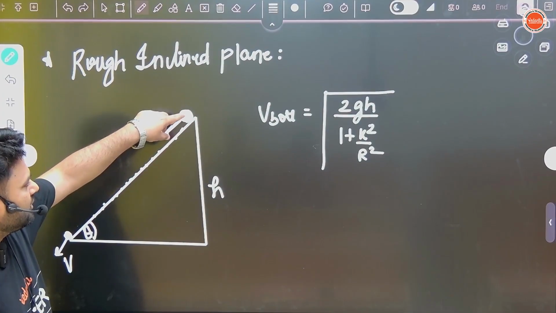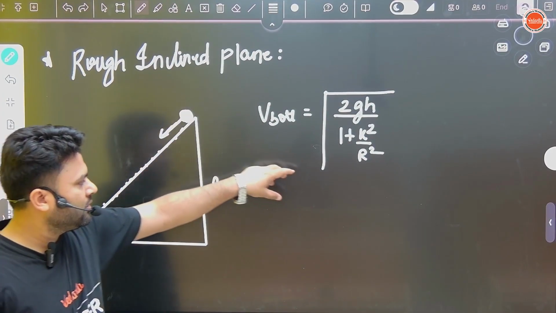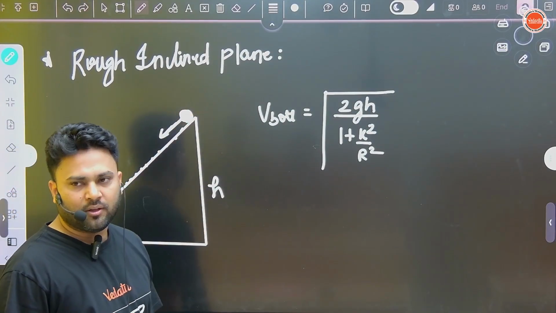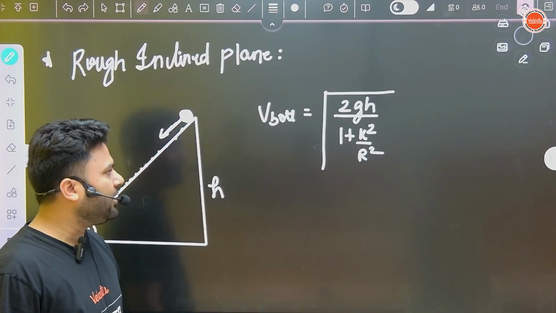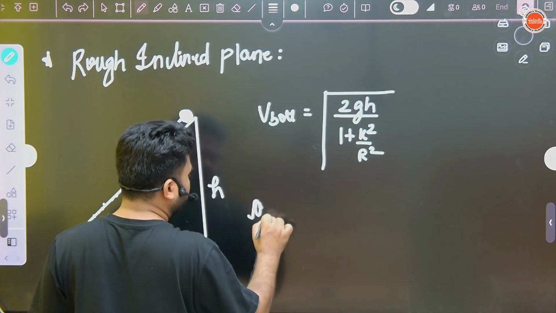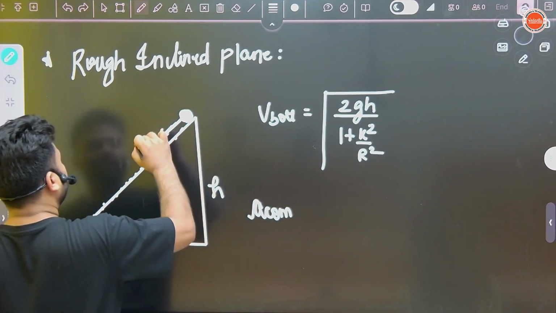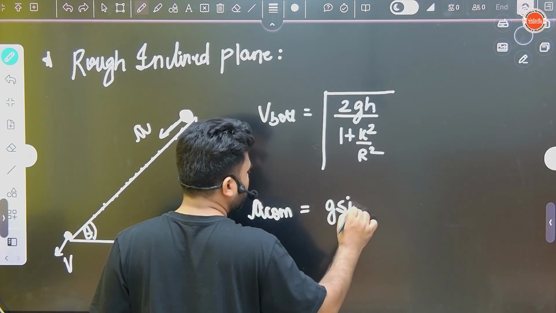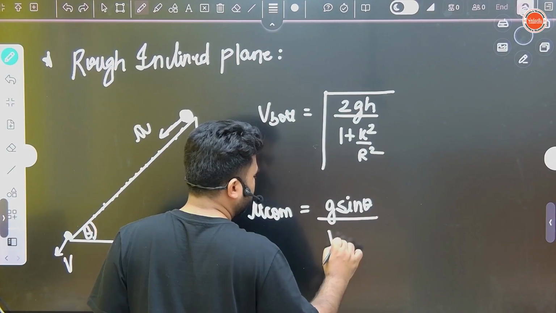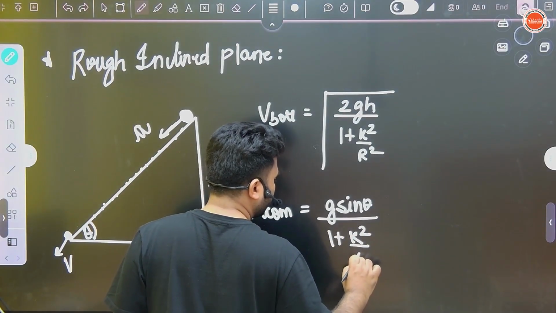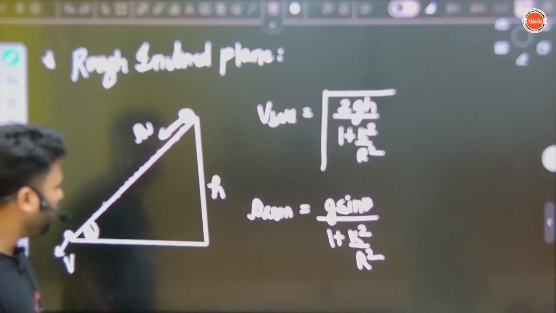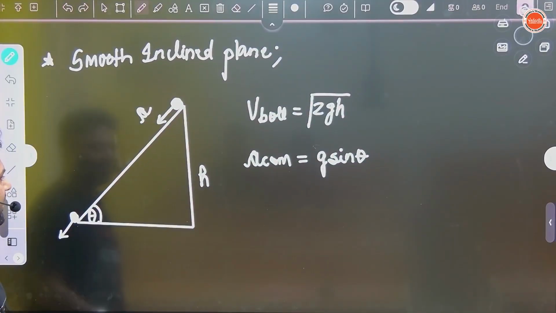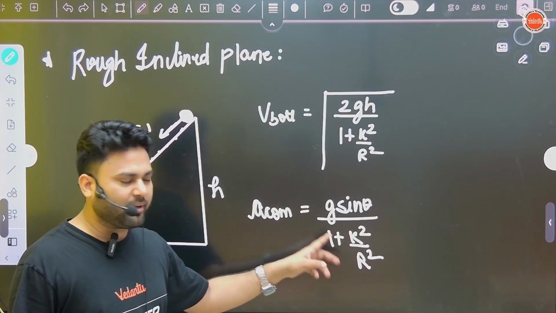K is the radius of gyration of this object. R is the radius of that object. So under root 2gh divided by 1 plus k square by r square. They ask what is the acceleration of center of mass? With what acceleration is it going down? So g sine theta divided by 1 plus k square by r square. This is the acceleration of the object. See the difference. Here acceleration was only g sine theta. Here acceleration is g sine theta divided by 1 plus k square by r square.